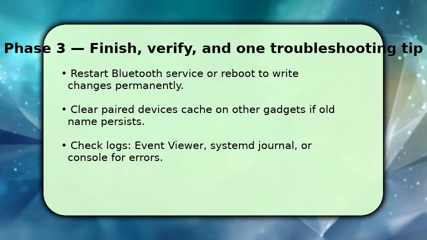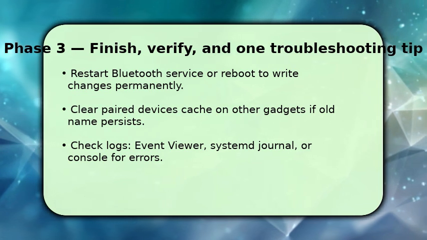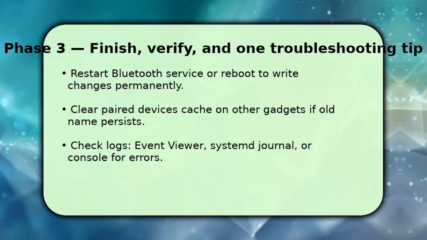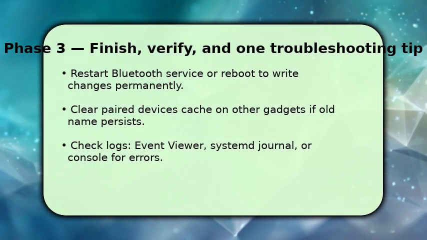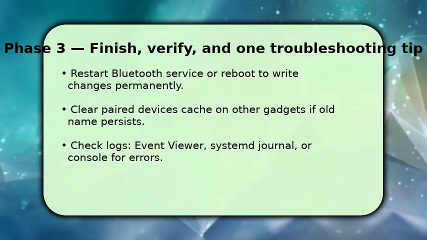Finish by restarting the Bluetooth service or rebooting the machine so the new name is written permanently into system records. Then reconnect known devices to confirm they see the new name. If other gadgets still show the old name, clear their paired device cache and re-pair. Cached entries often preserve the previous label.